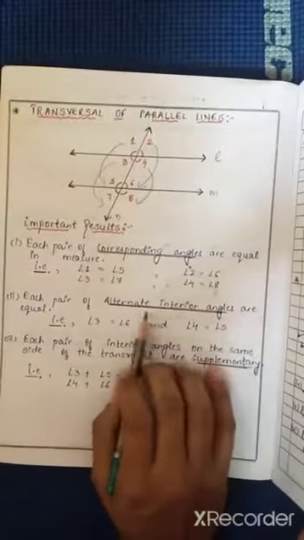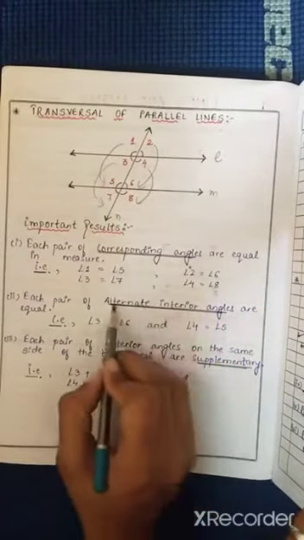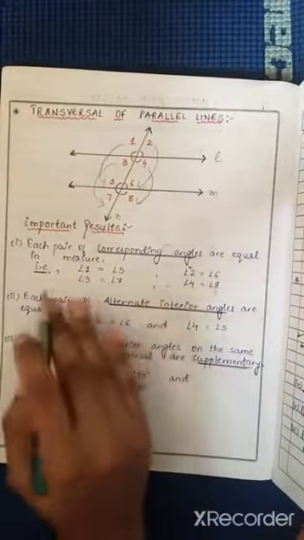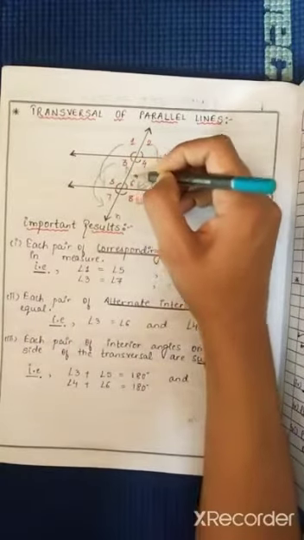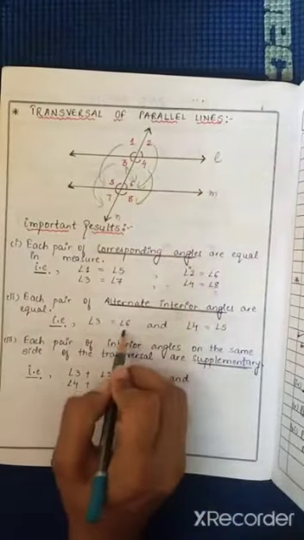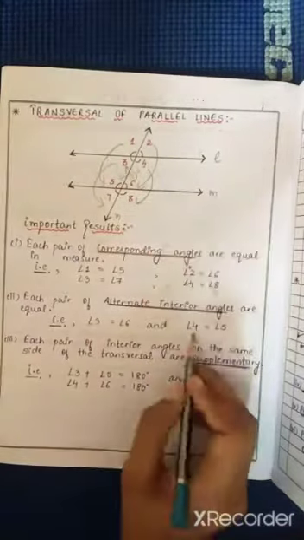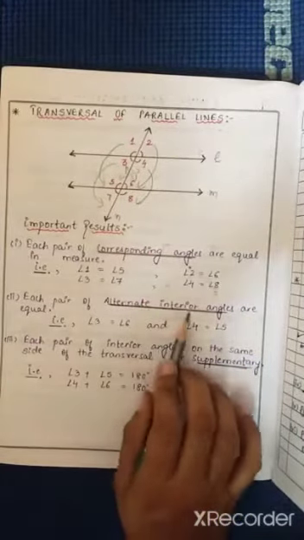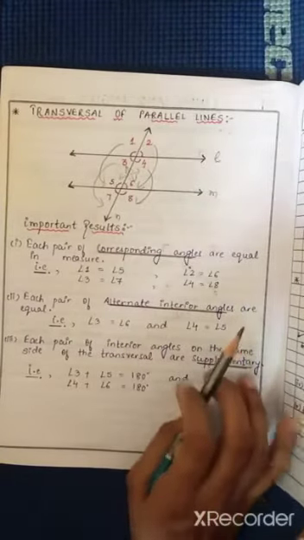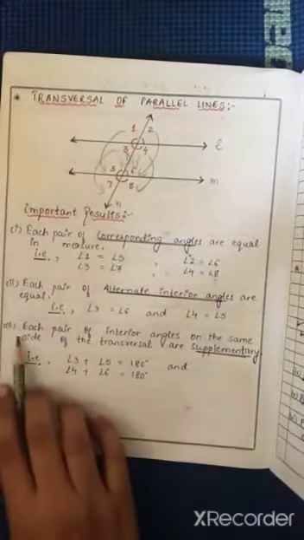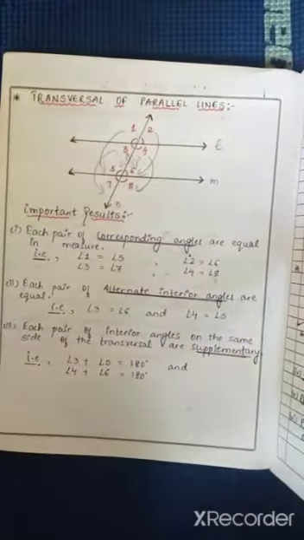Next, alternate interior angles are also equal. Interior angles, and that should be alternate, means present on the different sides of the transversal. So we can see that 3 and 6 are the alternate angles and these two are going to be the same. Similarly 4 and 5 are also alternate angles and these two are also going to be the same. So alternate interior angles are equal, means 3 and 6 and 4 and 5 are equal. Okay, now the third one, the last important result.